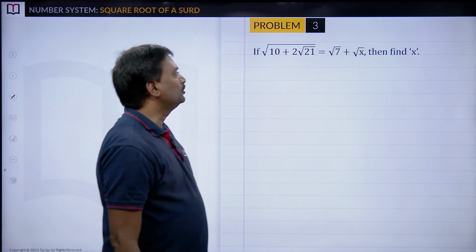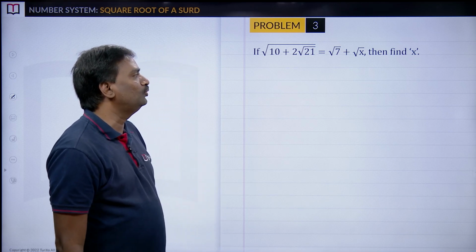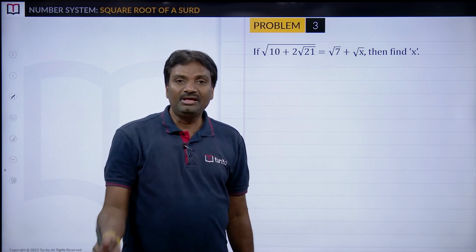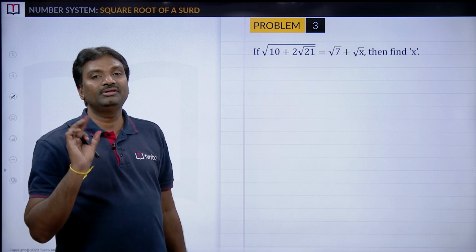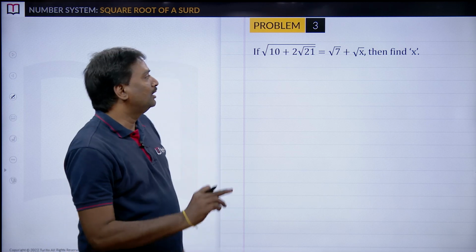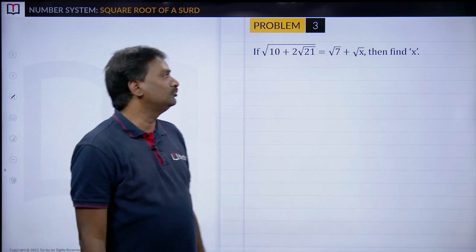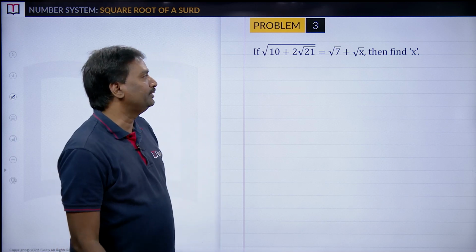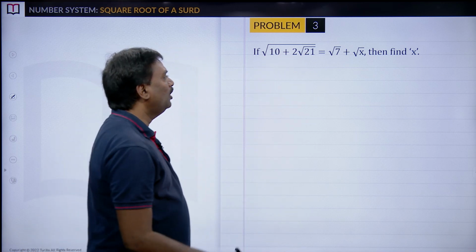If square root of 10 plus 2 root 21 equal to root 7 plus root x, then find the value of x. In the previous two problems, they have given the number, we have found the square root. But here they have given square root of 10 plus 2 root 21, that is given as root 7 plus root x. So by using this equation, we have to find the value of x.